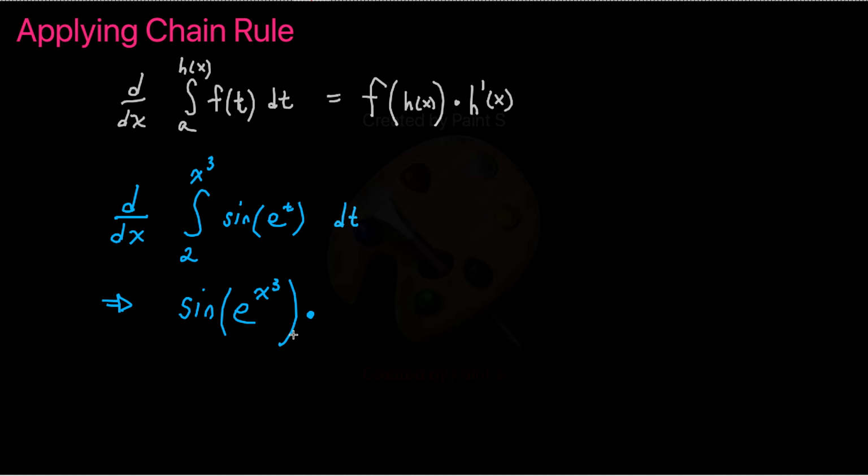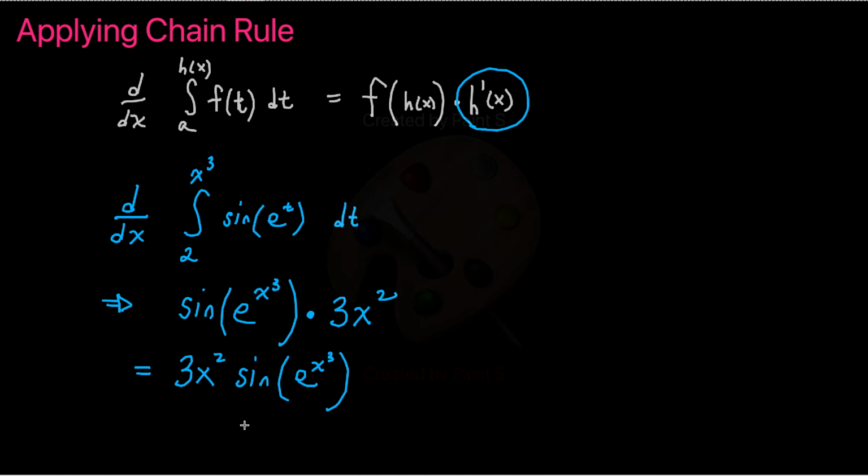But now I have to remember to multiply by the derivative of that upper bound. That's all that's changing here. And the derivative of x cubed is 3x squared. And then I'm just going to rewrite it slightly as 3x squared times sine of e to the x cubed. And then that's it.